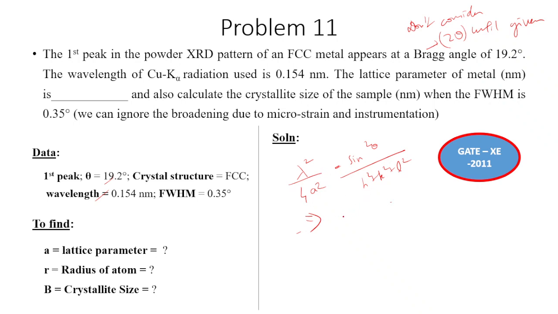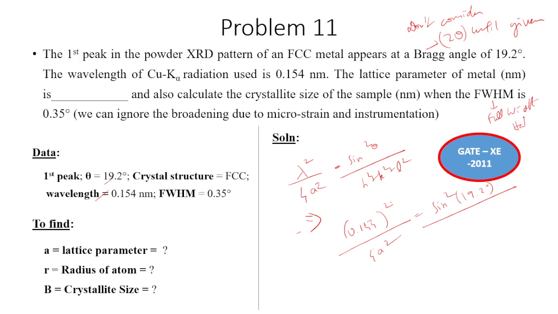Meanwhile, we'll just substitute the values. What is given? Wavelength is given, right? 0.154 nanometers. Lattice parameter, is it given? No, we have to find it. 4a square. Then the theta value is given, 19.2 degrees. And the HKL values. Sir, what does FWHM mean? We saw it in the previous case, right?